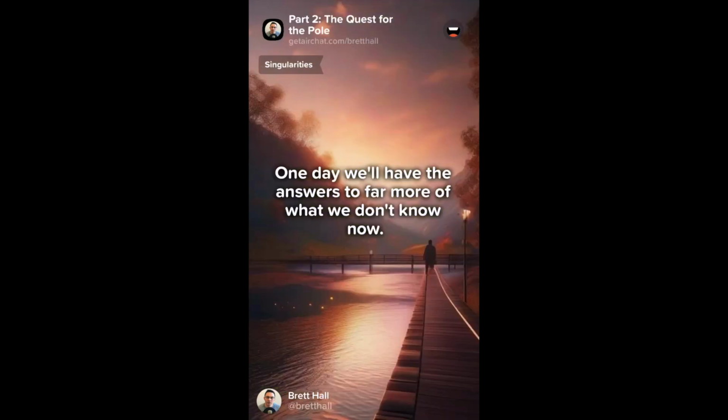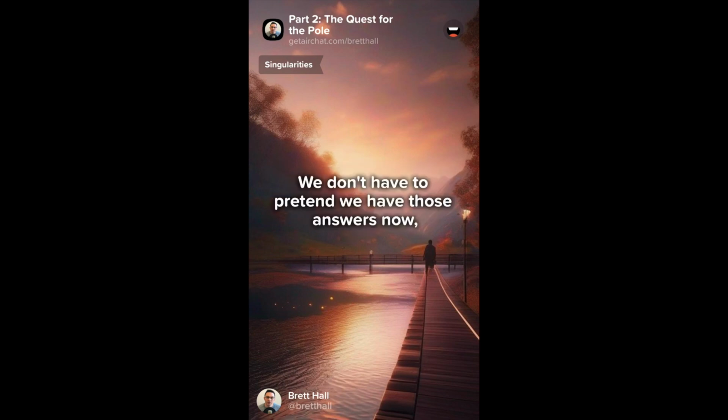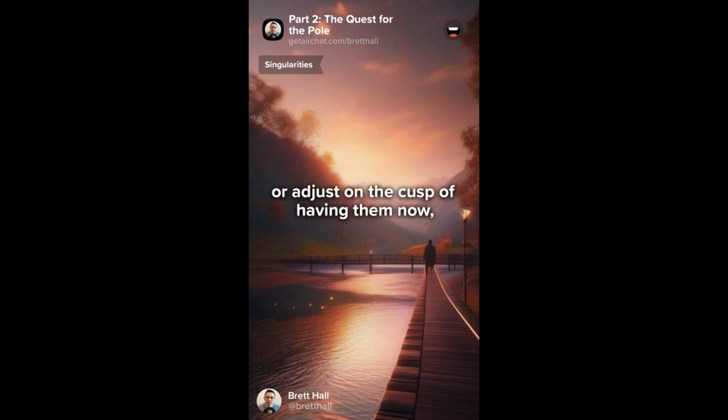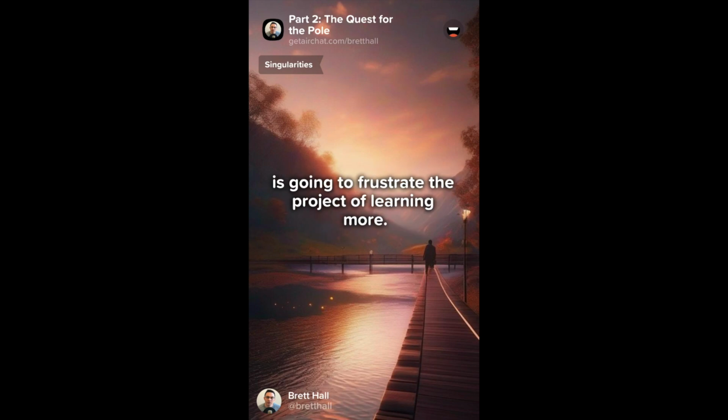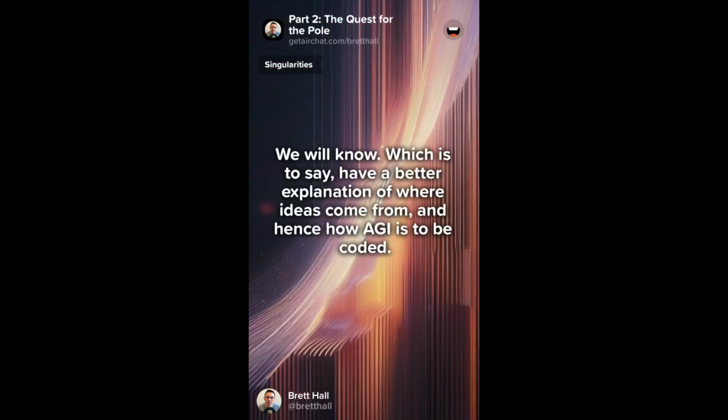One day we'll have the answers to far more of what we don't know now. We don't have to pretend we have those answers now, or are just on the cusp of having them now, in order to have them any sooner than what we will. Indeed, the pretense that we're about to find the answers to things not yet known is going to frustrate the project of learning more. We will know, which is to say, have a better explanation of where ideas come from, and hence how AGI is to be coded.